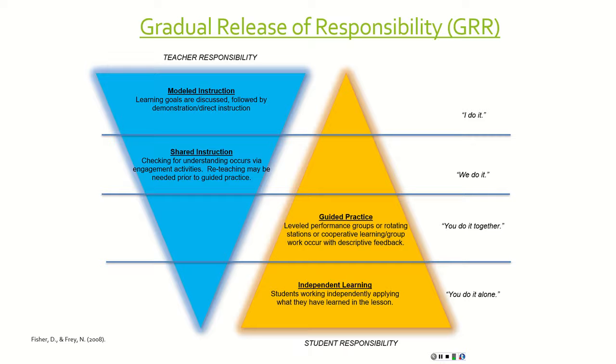Then shared instruction is we do it. So the teacher is providing content, but the students are also participating. And then it moves to guided practice where you do it together. So now the teacher has given the students time for guided practice, and they will be working in pairs or in groups, but they're working with each other. And then that moves on to independent learning where you do it alone. This is where the student is working independently on homework or some type of learning activity, and they're demonstrating their proficiency independently.